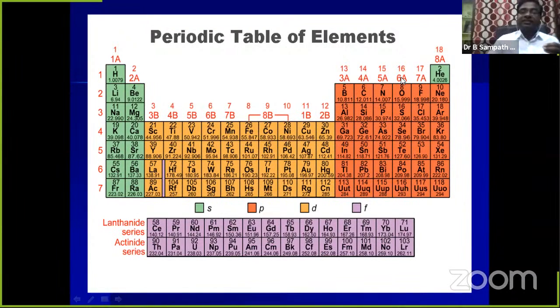And the 6A group elements are called chalcogens. Why are these called chalcogens? Because most of the ores of copper are in the form of oxides and sulfides. In Greek, this is called chalco. So that's why these are called chalcogens.